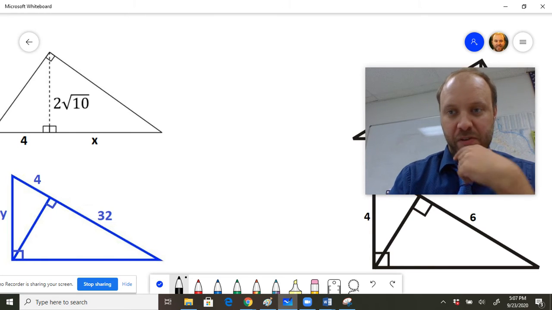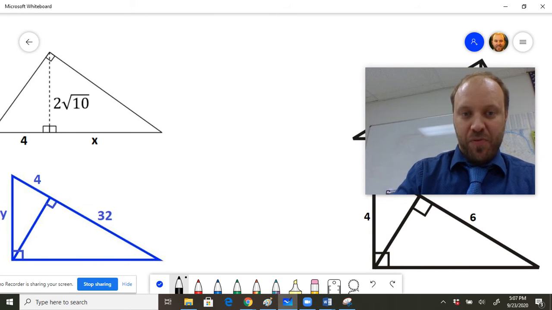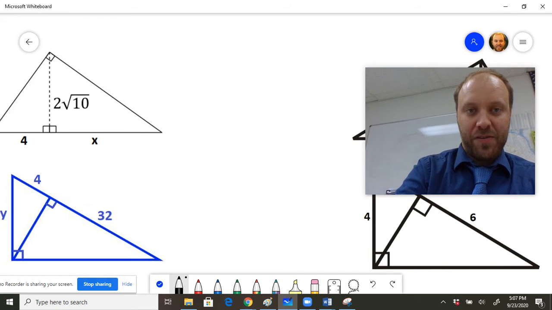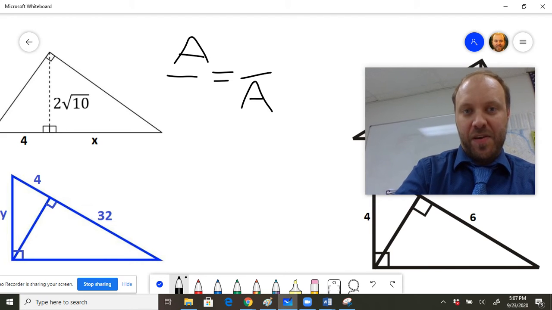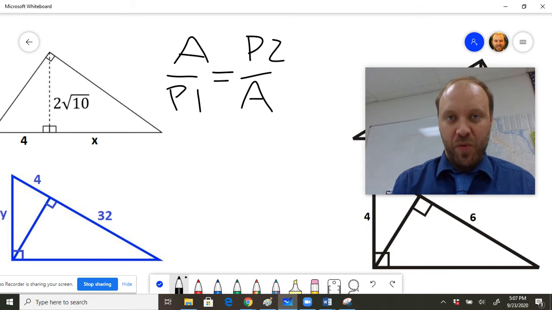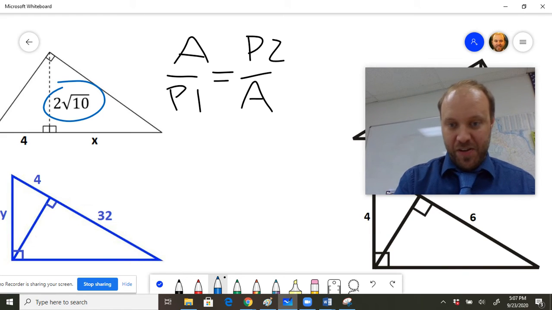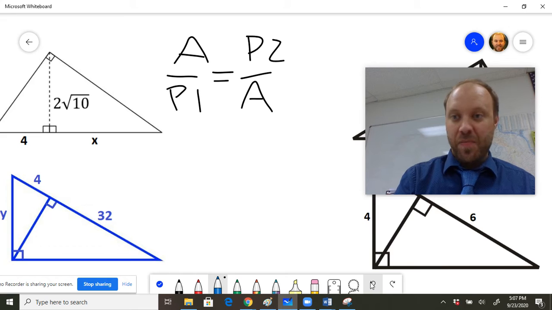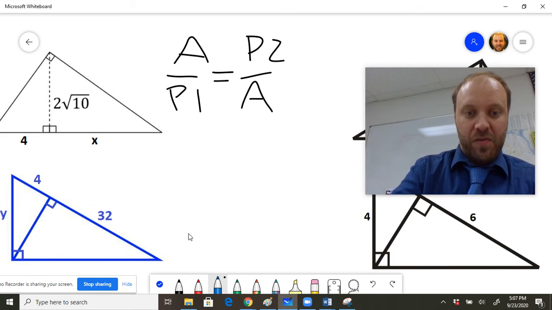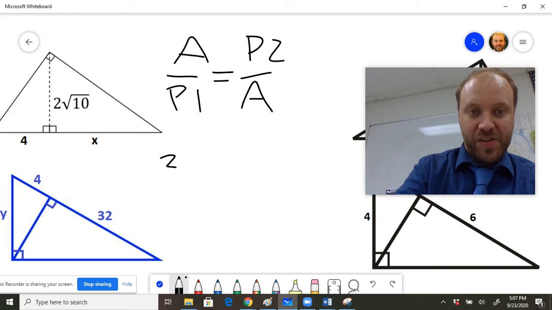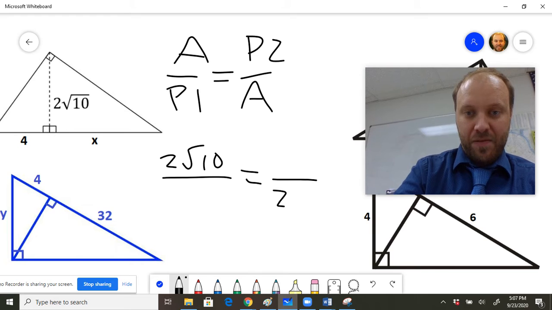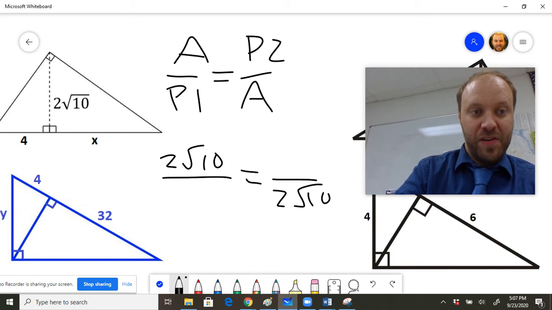Okay, the top left one is the first one I'm going to look at here. And I think this one's pretty straightforward. Remember that the altitude is the geometric mean between the two parts of the hypotenuse. Okay, so remember the geometric mean is your repeated value on one diagonal. Now, the interesting thing here, of course, is that they give us the altitude. So that is going to be the repeated value in our diagram here. So when we set this up, we're going to have a 2 radical 10 in the altitude positions on that one diagonal.